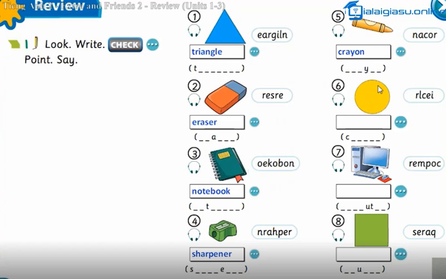And 6, we have a circle. Let's listen. Circle. Okay, let's check. And 7, we have a computer. Computer. Oh, you finished? Okay, let's check. Did you have the correct answer? Good. And the last thing we have, what shape is it?